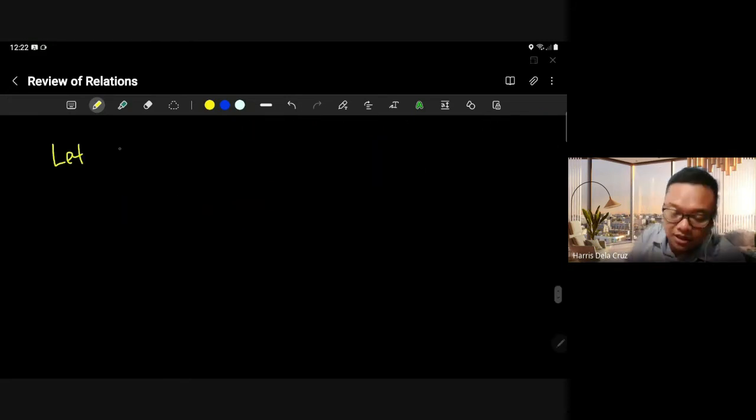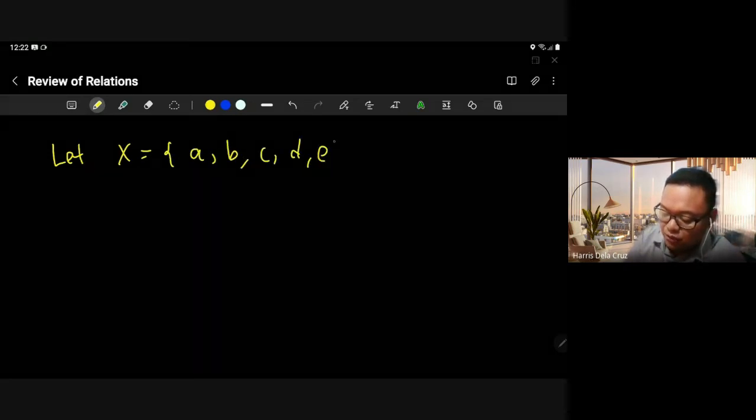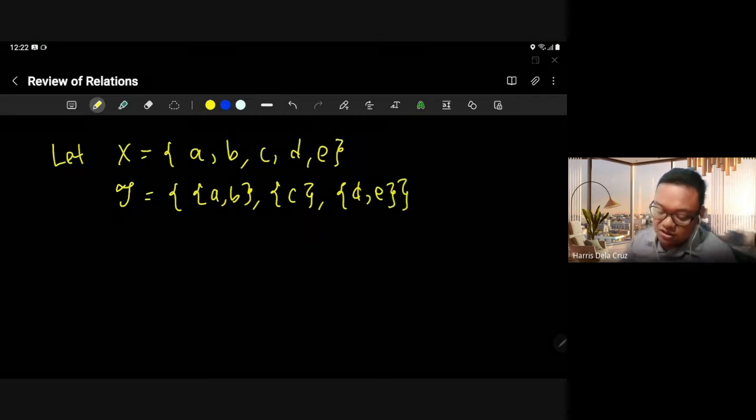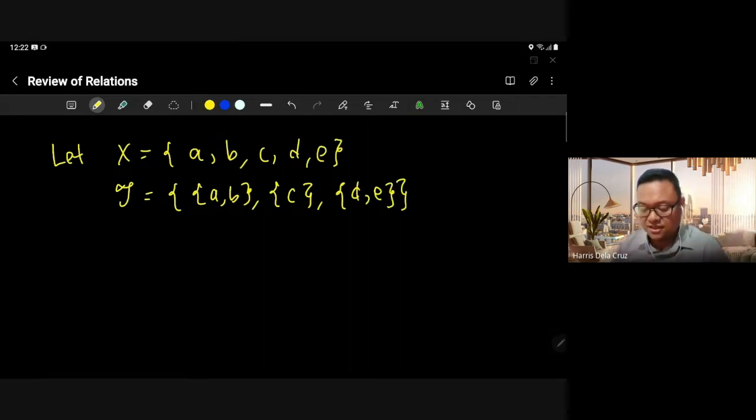Let's have another example. So, let X be the set containing, ito medyo simplihan lang natin, A, B, C, D, E, finite, para ma-compute natin. And let's say that we have the partition, so ipapartition ko lang siya, let's say the partition 1 is AB. The partition 2 is the set containing C. And the third element of the partition is the set containing DE.